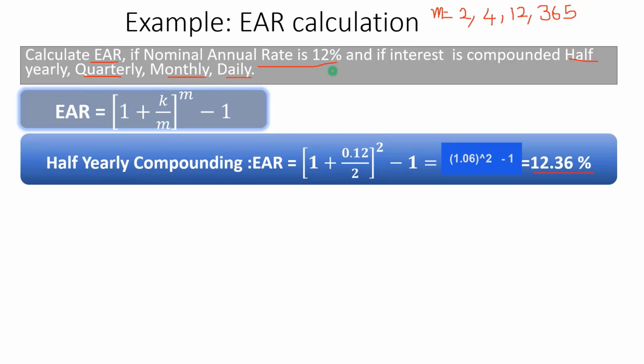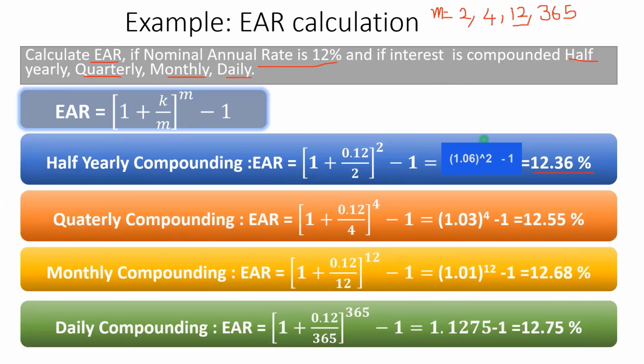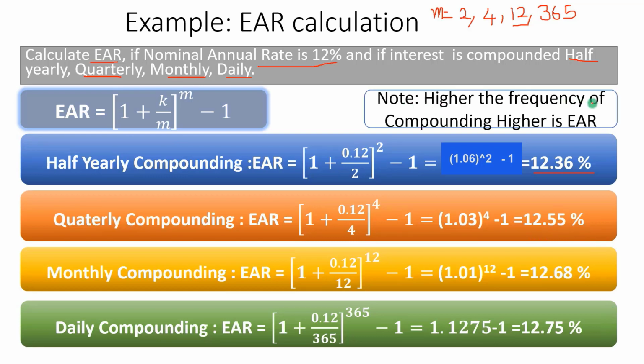Let us look at the effective rate of interest in other cases, quarterly, monthly and daily compounding. We can clearly observe here, as the frequency of compounding per annum is increasing, the effective annual rate is also increasing. Note, higher the frequency of compounding of interest, higher is effective annual rate.